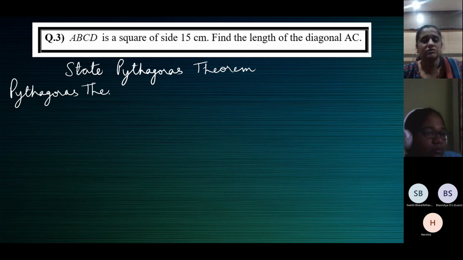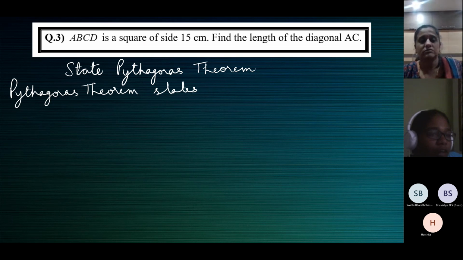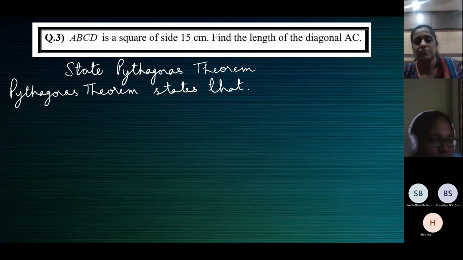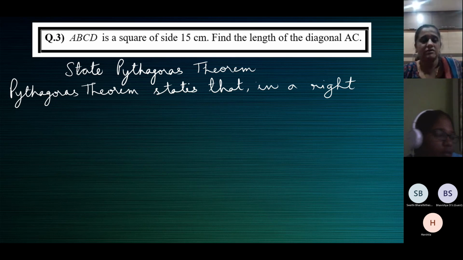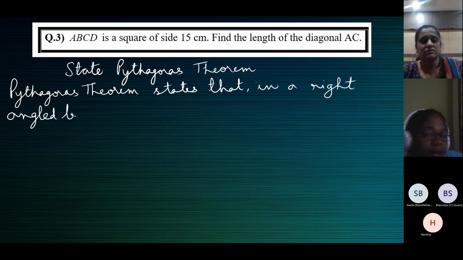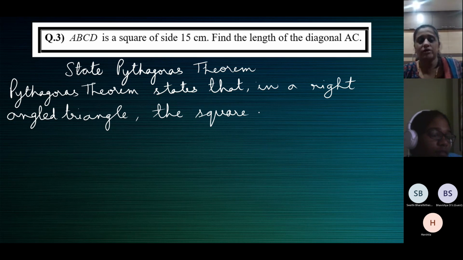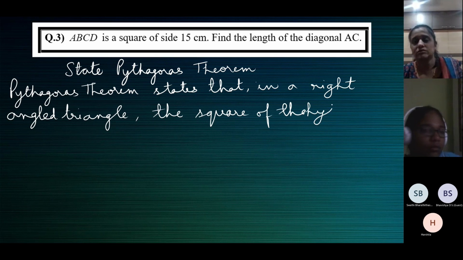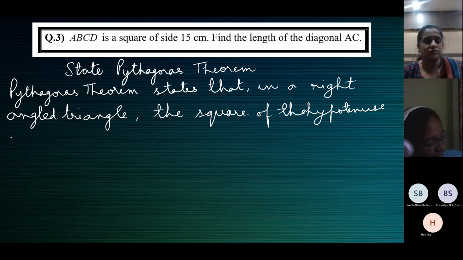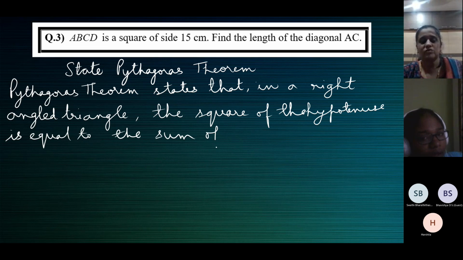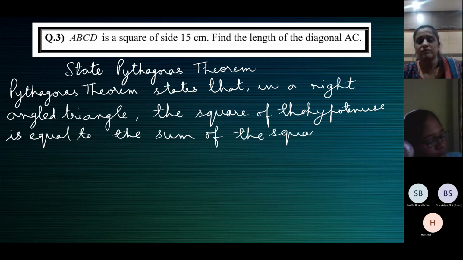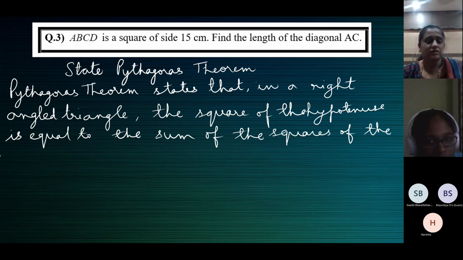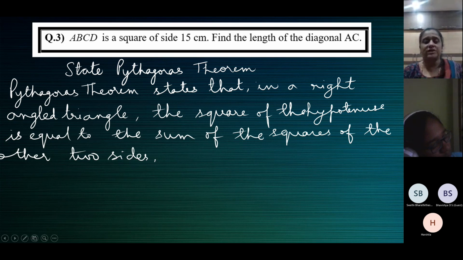Write down, children. Pythagoras theorem states that in a right angled triangle, the square of the hypotenuse is equal to the sum of the squares of the other two sides. Please write down, children.